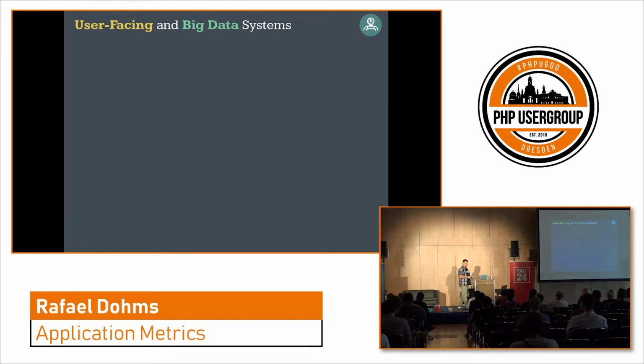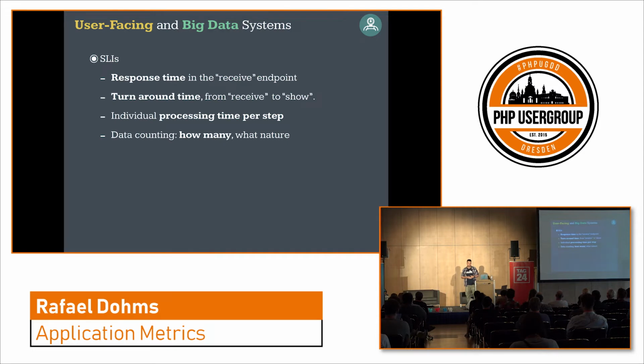So we needed to make SLIs according to that. So we looked at them and we figured out these were a few of the ones we cared about. The response time of the endpoint. This is how quickly the user gets a response saying, yep, we got your feedback, we're good. The turnaround time. So from the moment that someone gives you feedback to the moment that our customers can actually see it in the back end, that's really important, right?